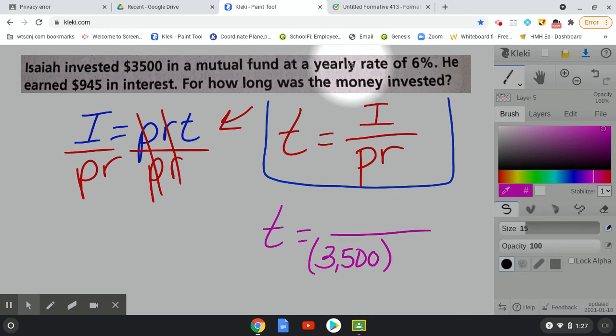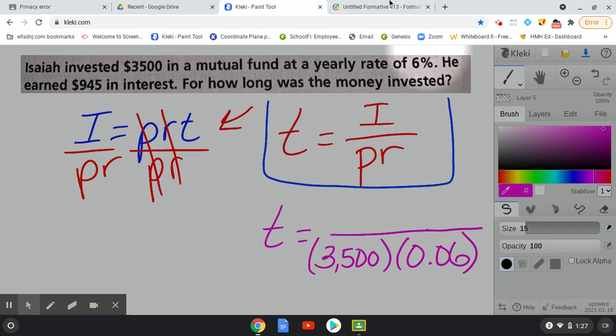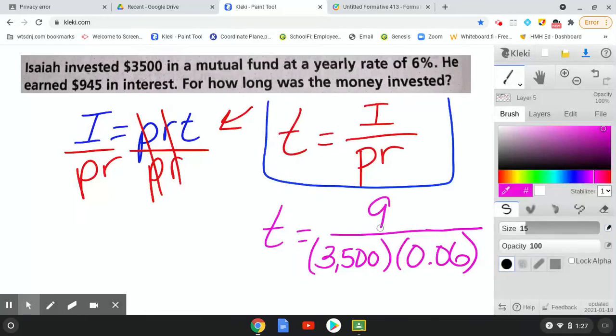What other information? They said it was at a yearly rate of 6%. Remember, we want percent in decimal form. 6% is equivalent to 0.06, and that's the rate. So 0.06 goes in for the R because that's the rate. And it says he earned $945 in interest. So the interest amount that he earned was $945.